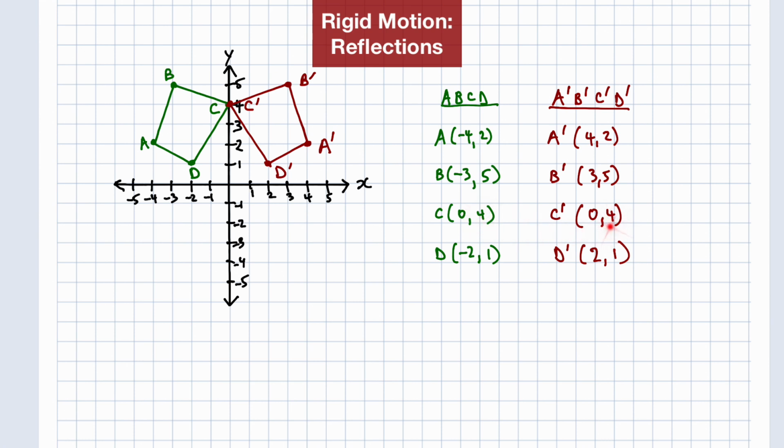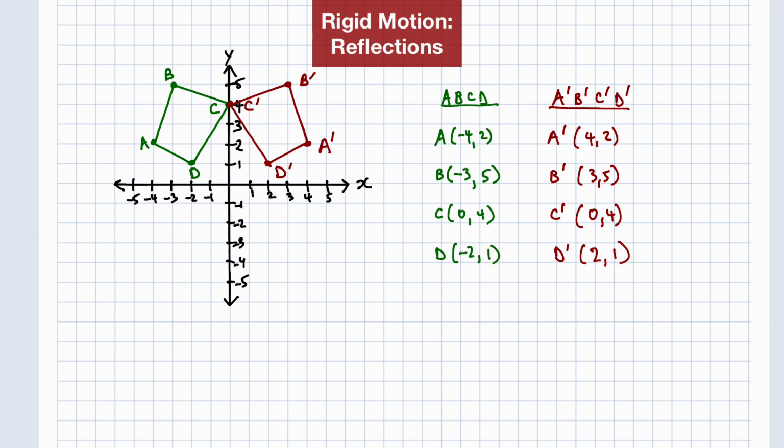So the pattern seems to be holding true. Let's take a look at the last one. D versus D prime. The x value of negative 2 versus 2, it's the opposite. We have an opposite situation going on. And then the y values, they're exactly the same.